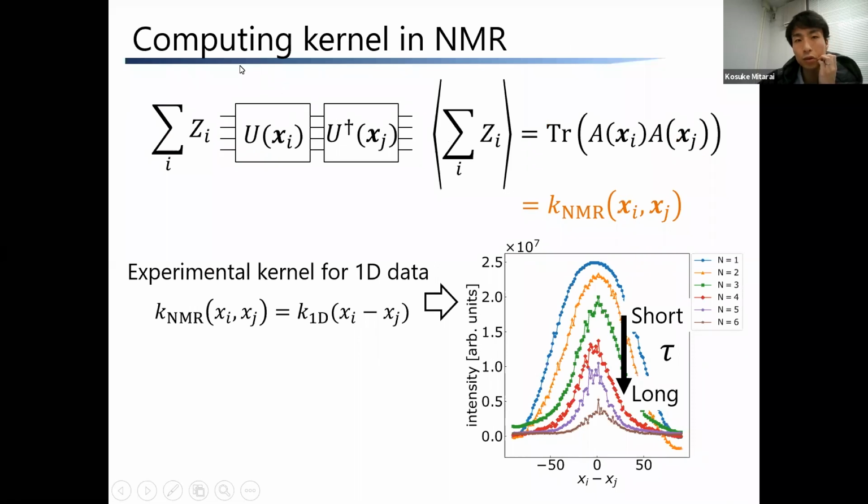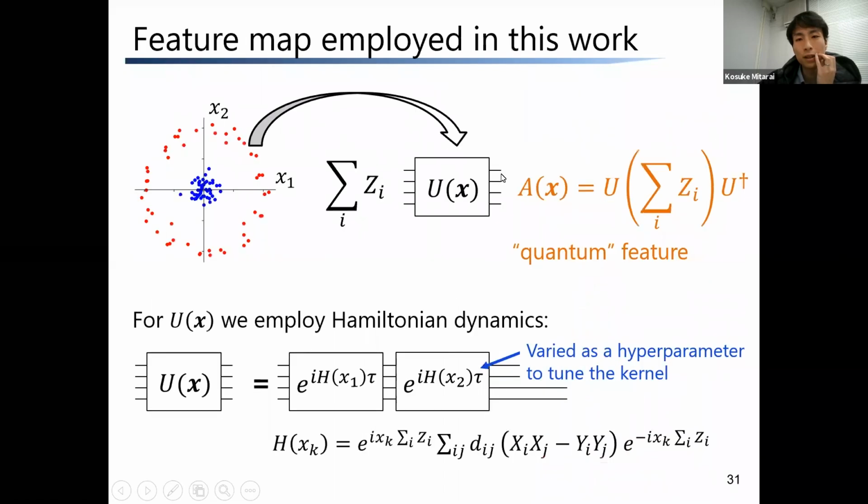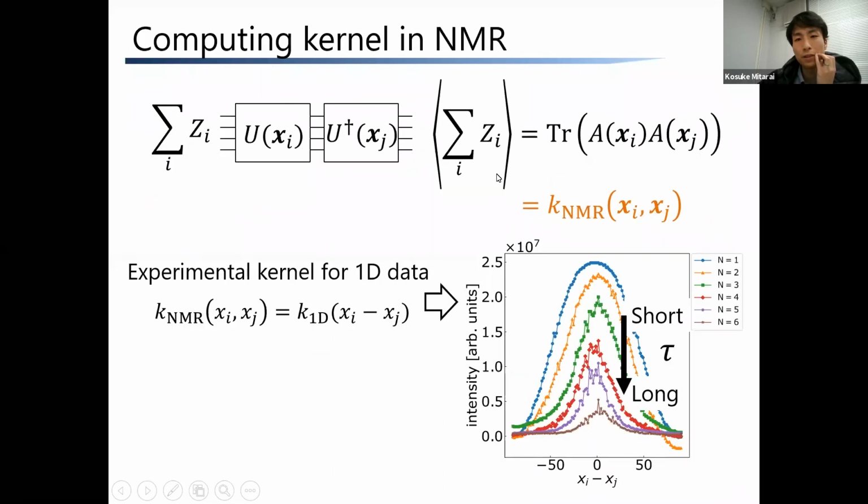And so to compute the kernel in the NMR experiment, we use this kind of quantum circuit. We apply U(x) and U dagger(x), and then measure, because NMR can measure this kind of observable in the experiment. So we input this and we measure this. So the signal is proportional to the trace of A times A. So this kind of answers the previous question, maybe.